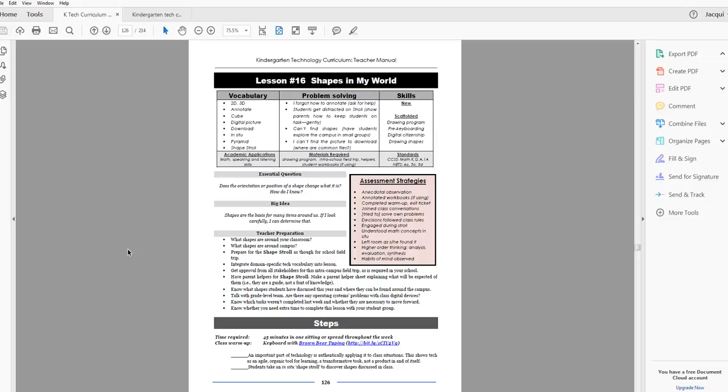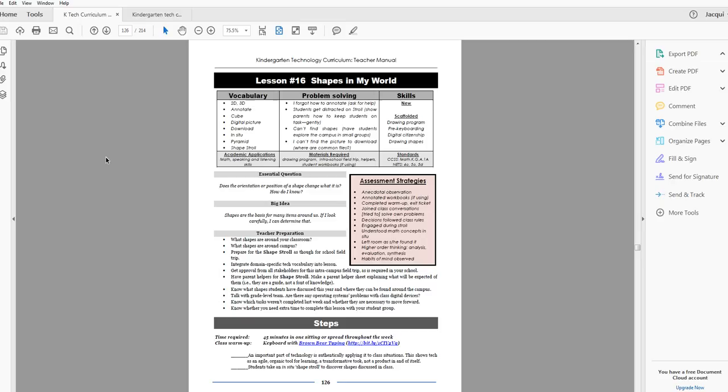We're on lesson 16, kindergarten, and this is Shapes in My World. Students have done 2 lessons on shapes, hopefully tying in with what's being discussed in the classroom with the rest of your grade level team. And this week, we're going to look for those shapes that they've been discussing, either around the classroom or around the campus, a kind of on-campus field trip, which is very fun for kids.